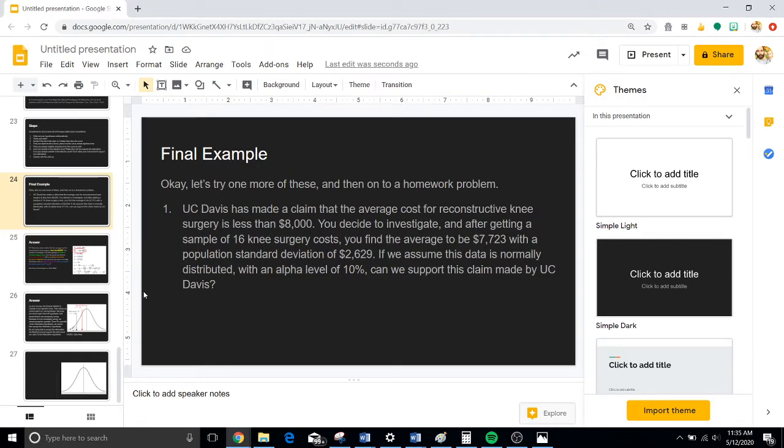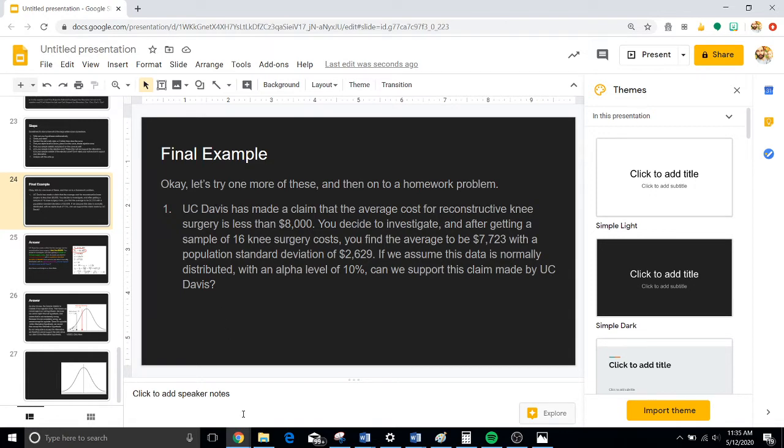Alright guys, we're going to go through this final example. Number 1: UC Davis has made a claim that the average cost for reconstructive knee surgery is less than $8,000. You decide to investigate, and after getting a sample of 16 knee surgery costs, you find the average to actually be $7,723 with a population standard deviation of 2,629.